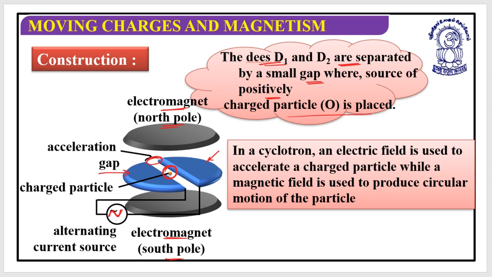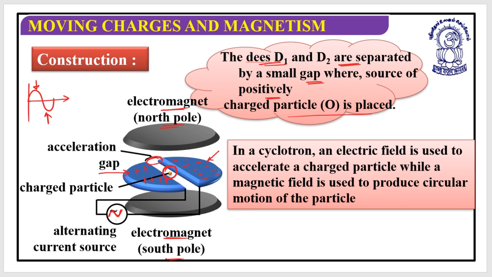What does an alternating current source do? It can change the direction, it can change the polarity. Look at this: first it is the positive half cycle, and next it is the negative half cycle. So it can change the polarity. Let's suppose initially this is positively charged, then this could be negatively charged, and after a certain time their polarity could be changed.